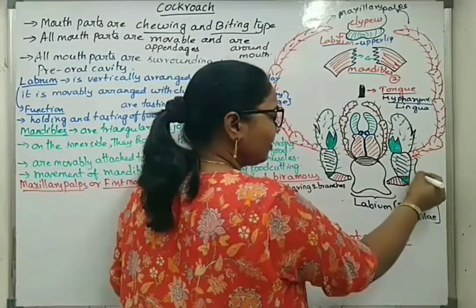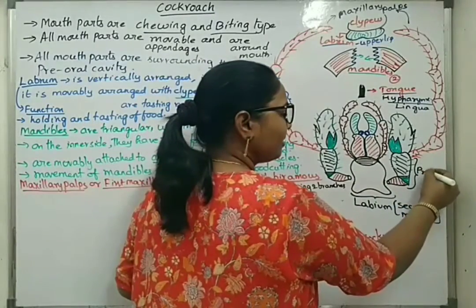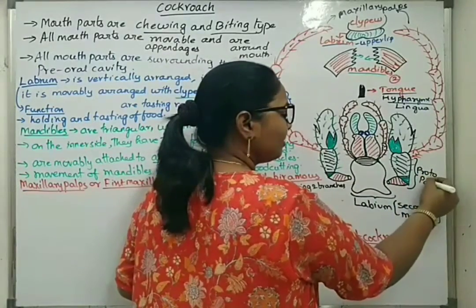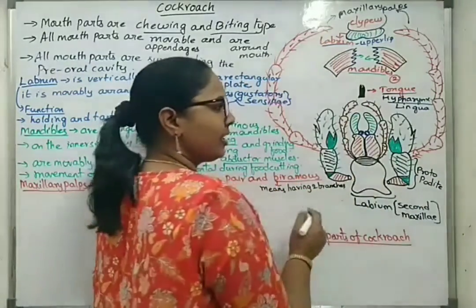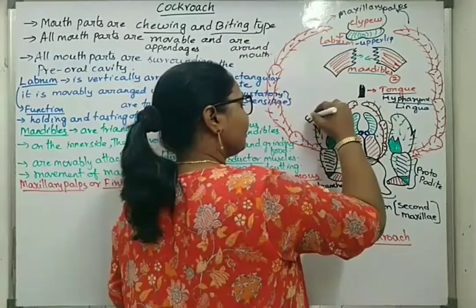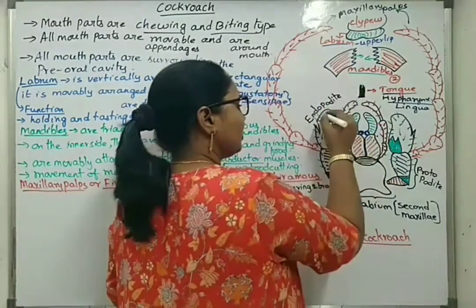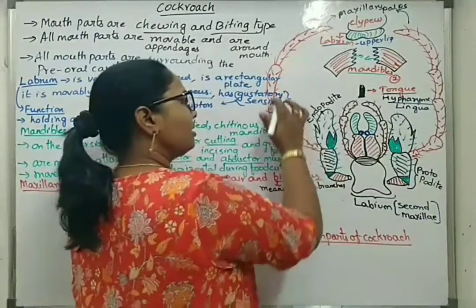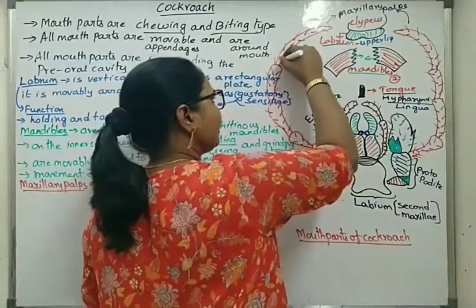This structure which is holding those two branches is called the protopodite. The inner branch is called the endopodite. The outer, this red color structure, is called the exopodite.